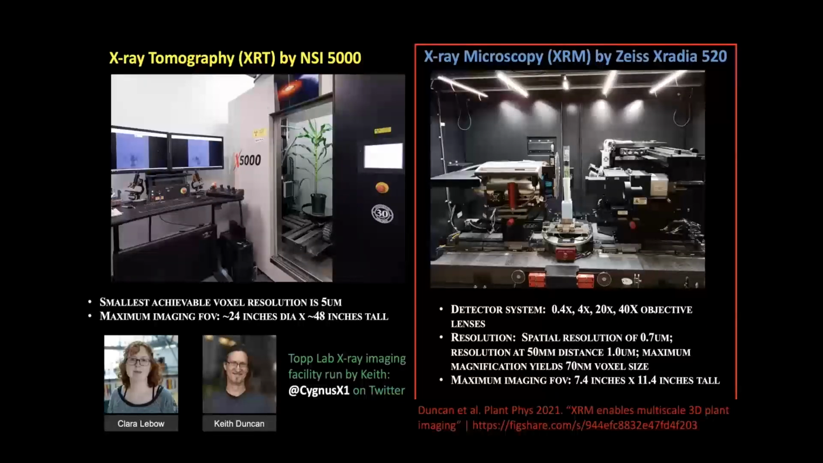Okay. Oh, and if you want really amazing data that comes out of the X-ray microscope, check out this paper in Plant Physiology from a few years ago, or if you just want to look at the pretty videos and pictures, just go to the Figshare link, and there's a bunch of really neat stuff to look at there.